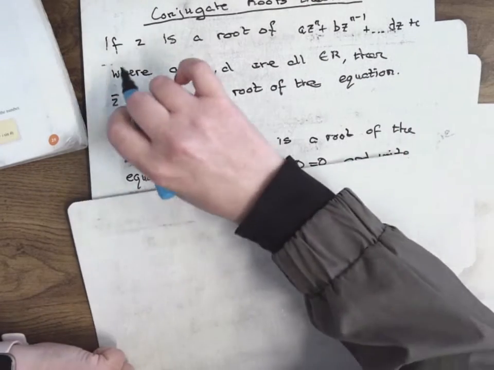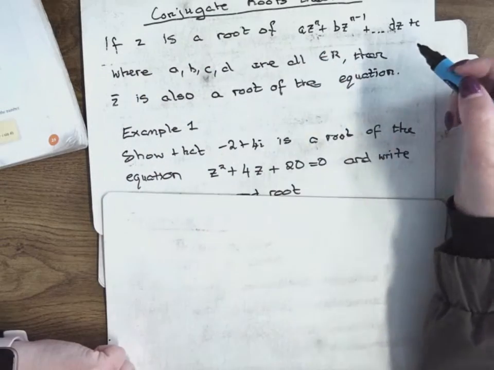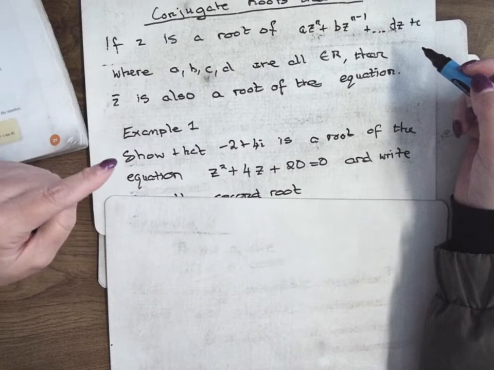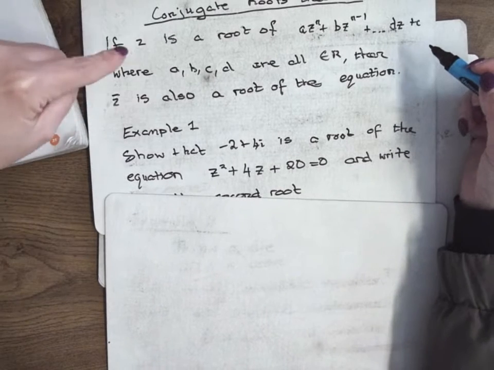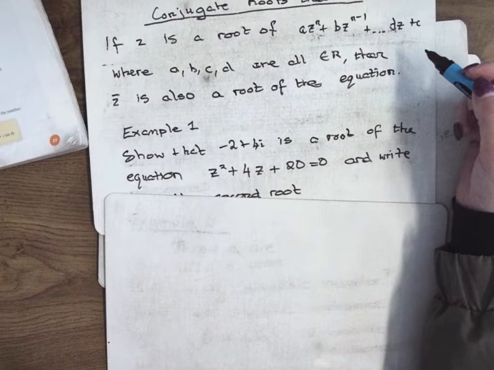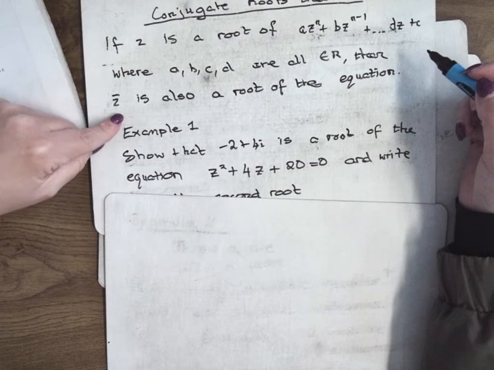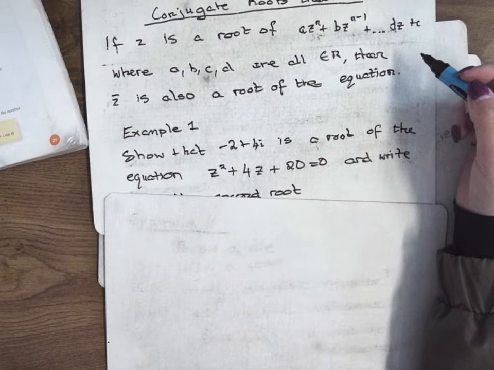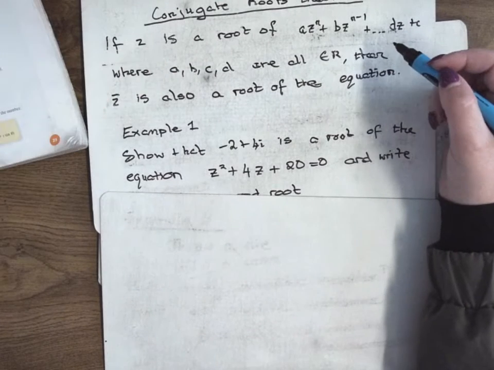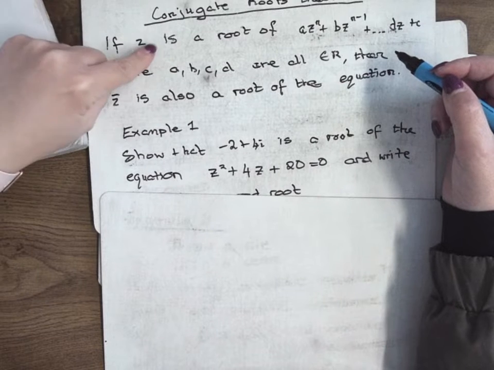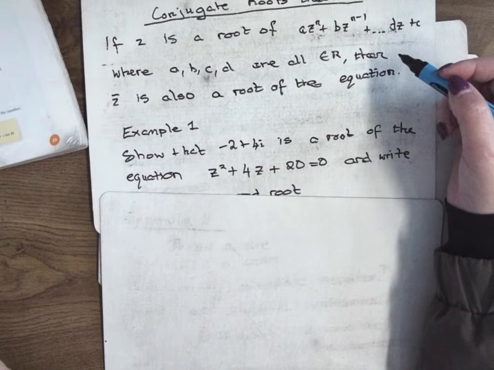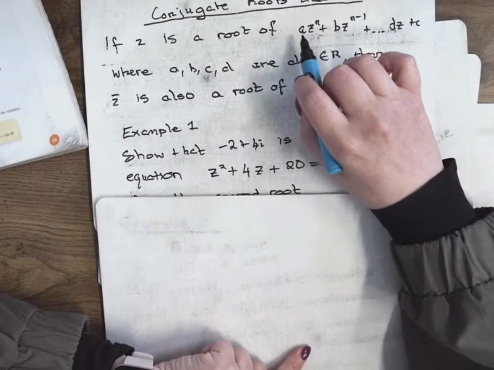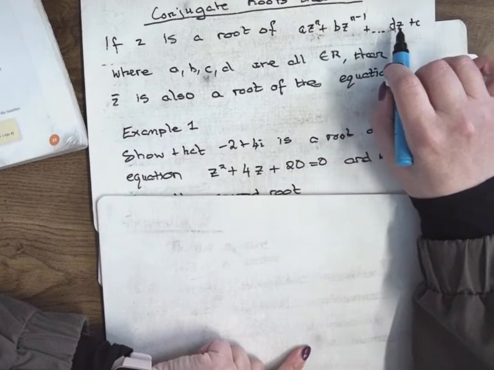Right, and if z is a root, as in if it's a solution, if it's one of the answers, then z conjugate is also a root of the equation. So if z is 2 plus i, what's z conjugate? We learned it last day. 2 minus i, isn't it? So if 2 plus i is a solution, then 2 minus i is a solution. If 3 minus 4i is a solution, what's another solution? 3 plus 4i. But this only holds true if these coefficients are real.